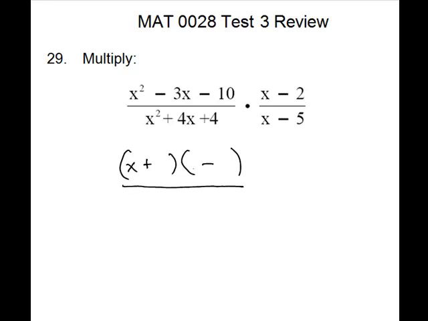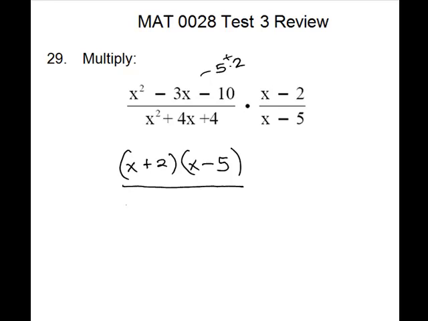Split the x's. We're multiplying to get 10, combining to get 3. So how about 5 times 2? And we want a -3, so you're going to need to do -5 and plus 2. And you need to make sure you check on these.